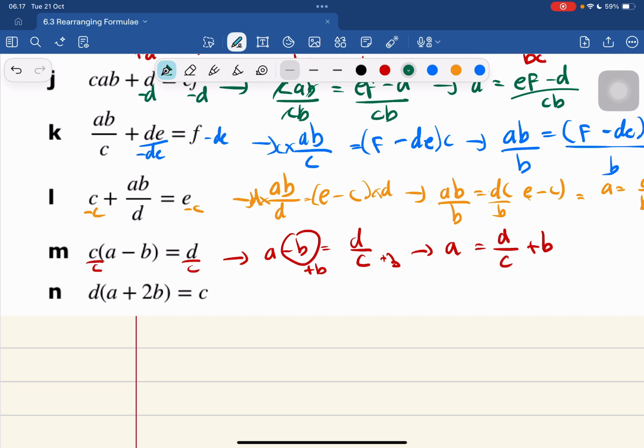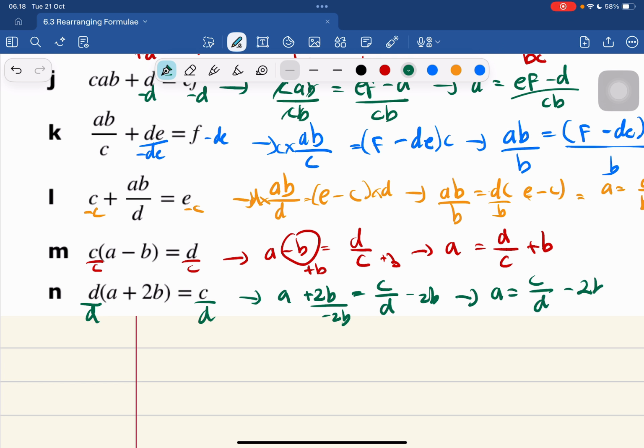Okay, next. Get rid of D, so divide by D on both sides. So it's going to be A plus 2B equal to C over D. So we got 2B here, minus 2B. Here also we minus 2B. So A equal to C over D minus 2B.